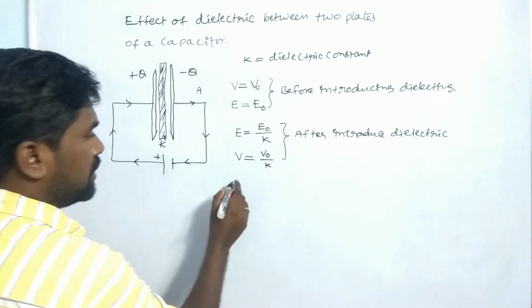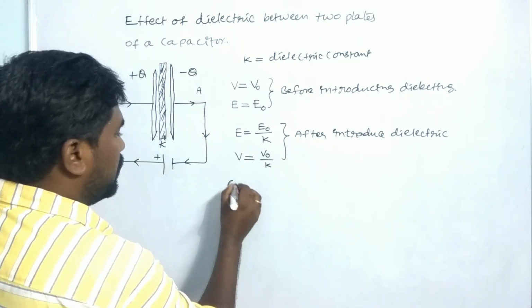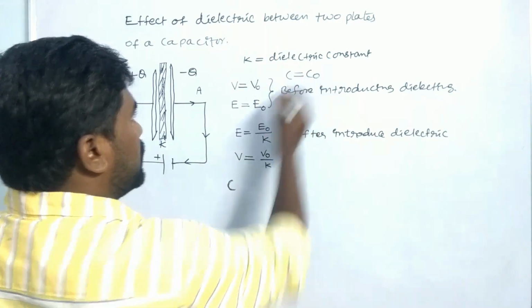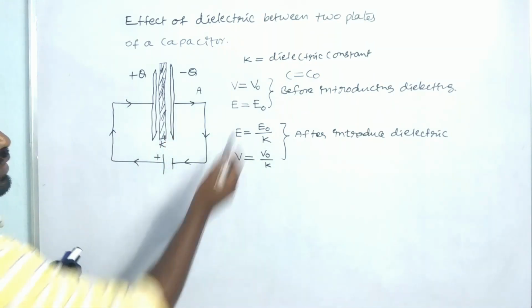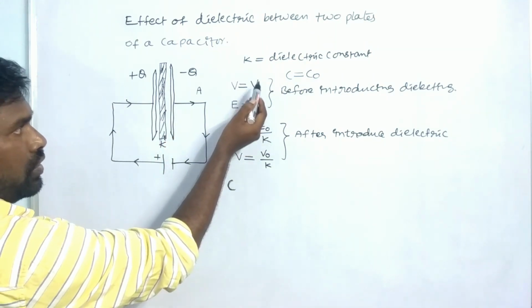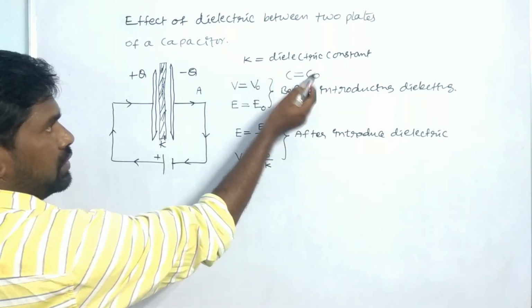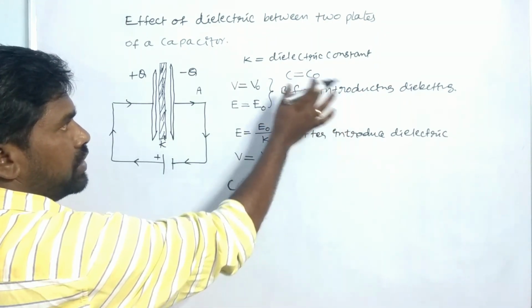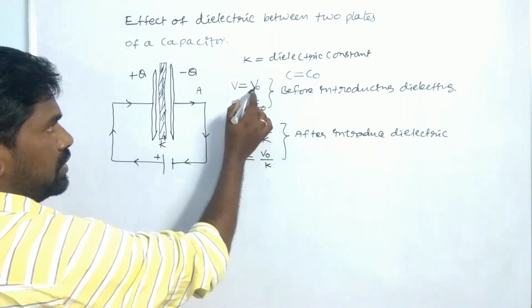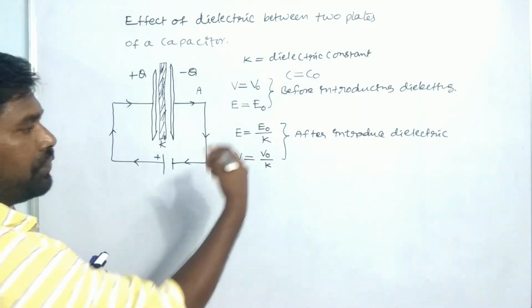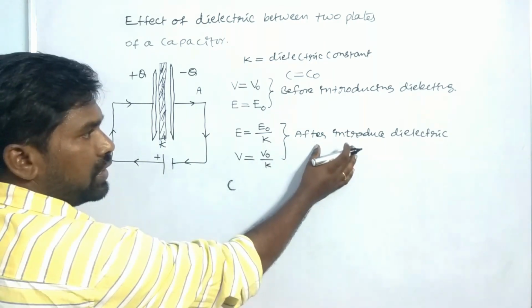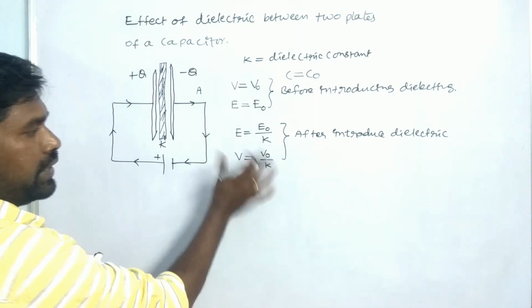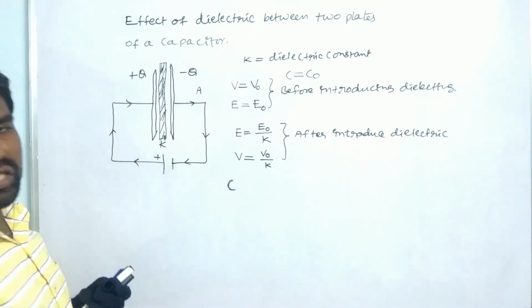If the potential decreases, what happens to the capacity of a capacitor? Before that, the capacity of a capacitor, let it be C0, because there is no dielectric. The 0 means no dielectric. So before introducing, there is no dielectric, and we recognize V0, E0, C0. After introducing the dielectric, the intensity of electric field decreases, the potential decreases. And now what should the capacitance be?